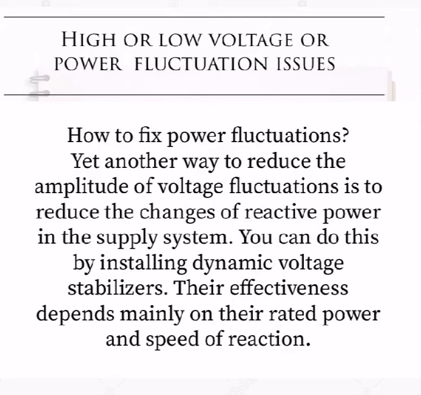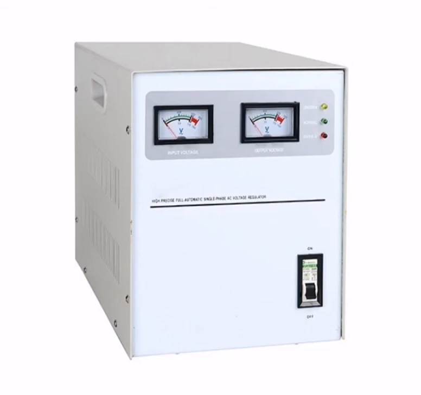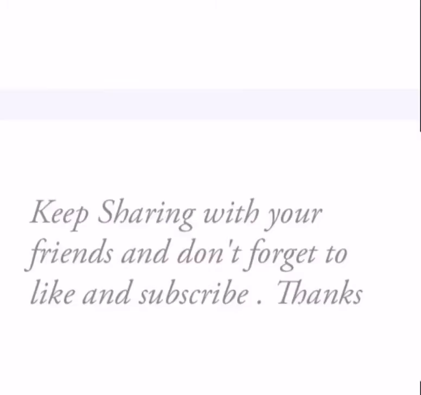So installing the stabilizer depends mainly on their rated power and speed of reaction. So stabilizer is the best way to stabilize our power fluctuation issues or voltage fluctuation issues. So this is the best way to overcome our power fluctuation issue, and let me show you the stabilizer. So due to overloading, we will use a stabilizer, and this stabilizer will prevent us from the damage.